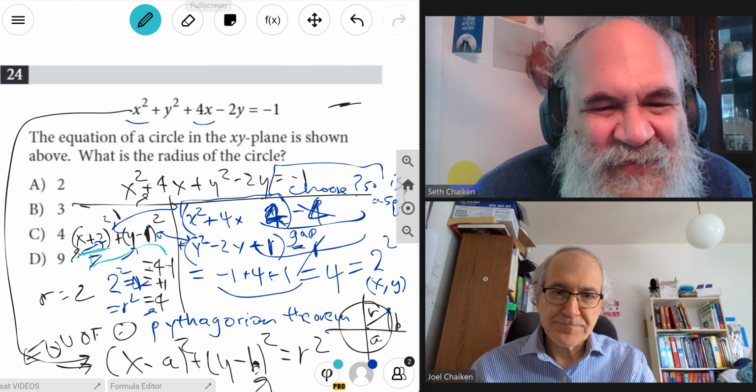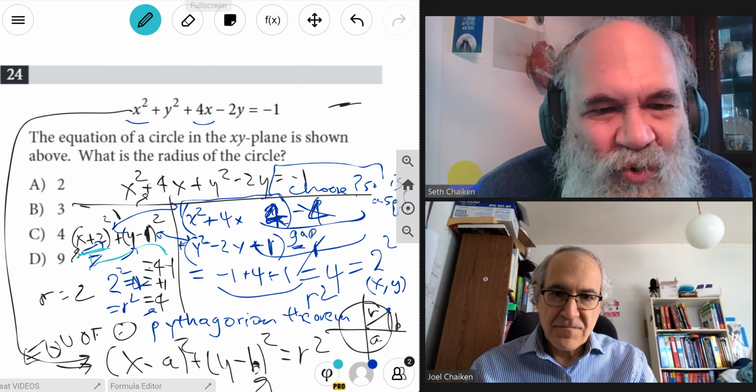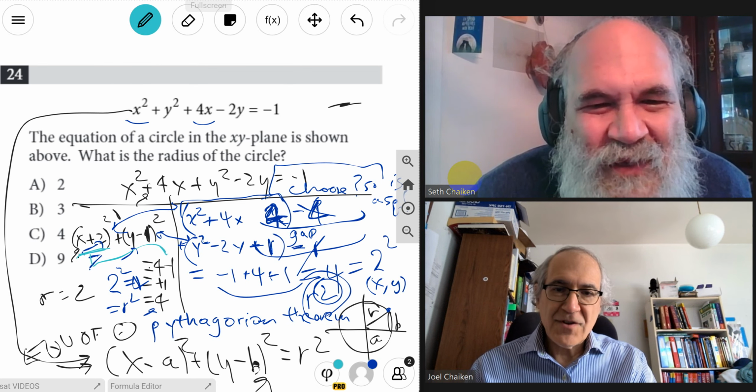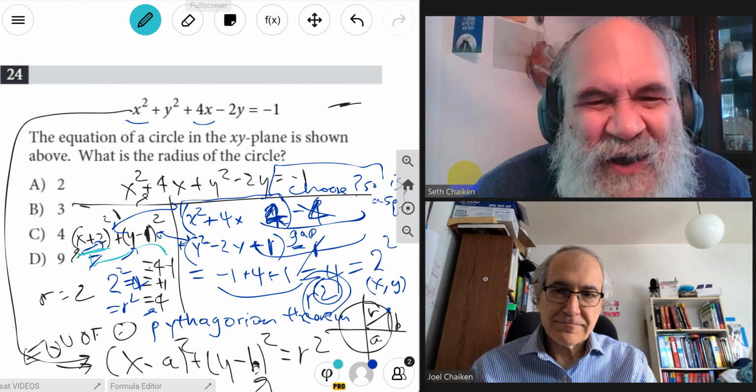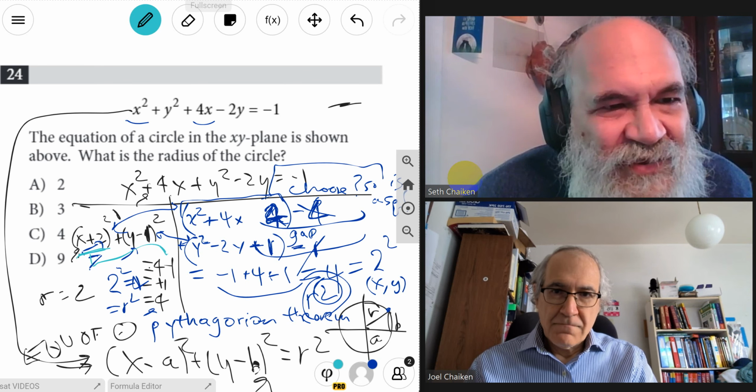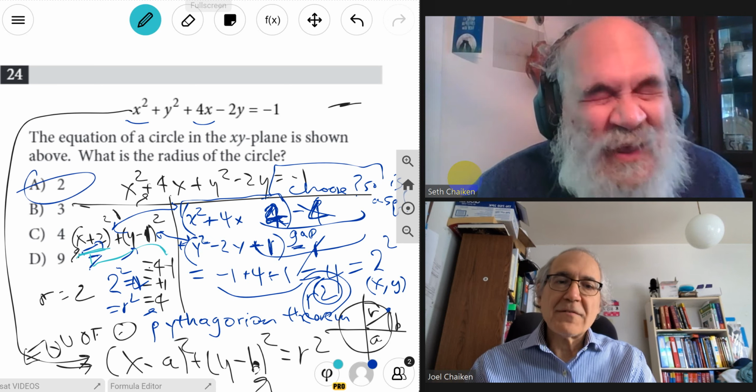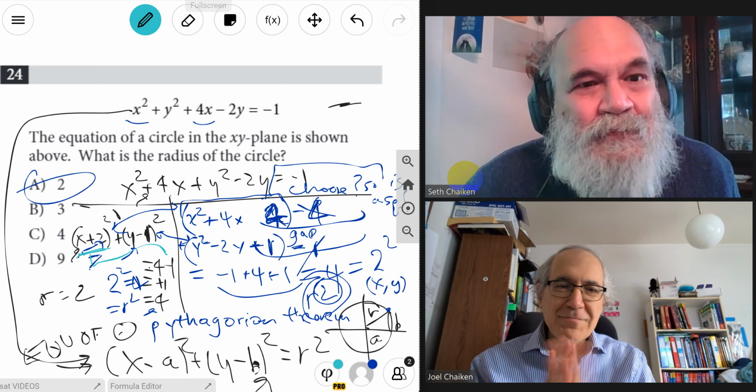Remember that the number you get on the right in this form is r squared. Yeah, really important. You have to remember that. So you need to find the number whose square is 4, and that is 2. Exactly. Good job.